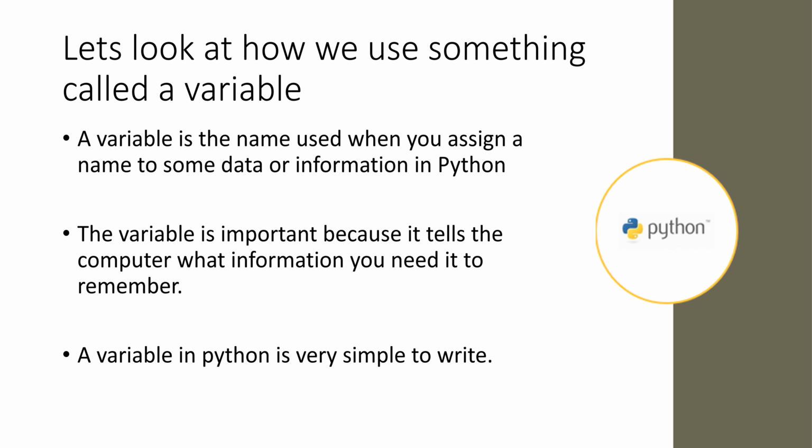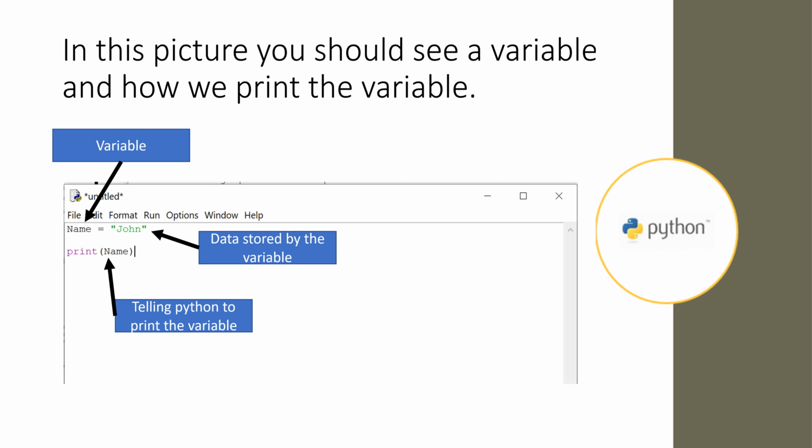So we're going to have a look at what a variable is. We're also going to have a look at some different parts of Python. So if you look on here, I've got name equals John, for example. This is a variable, and this is a string, and then this is me telling Python basically to use that variable. So it's saying print out this information.